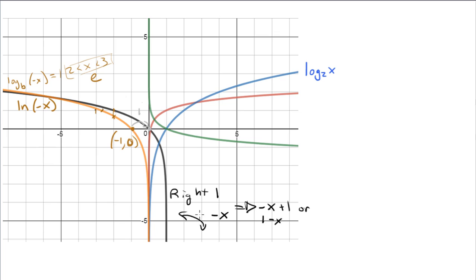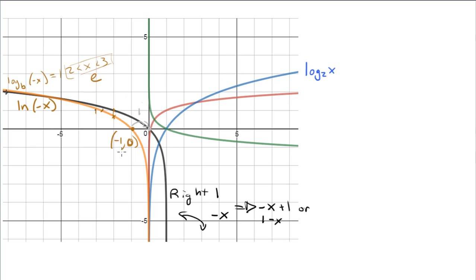Now, I could try to identify the base. Not really too sure. It looks like it's going to be something around e, but a little bit bigger, because this comes out down below this one that was at e that we're looking at. So I'm thinking it's a little bit bigger.